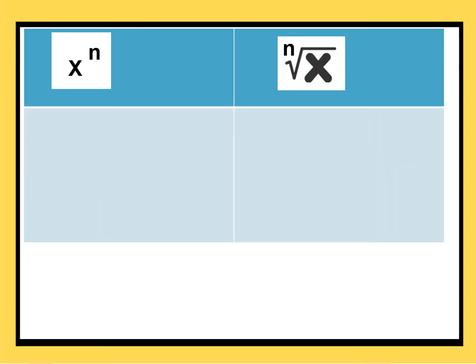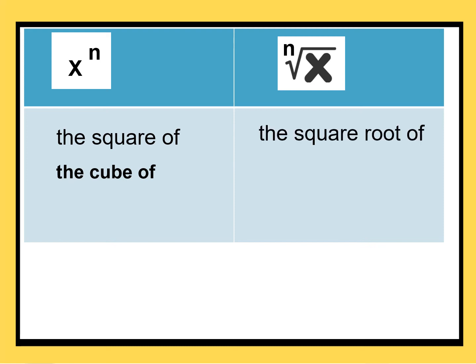Keywords for power and root. The square of, the cube of. Next is the square root of, the cube root of.